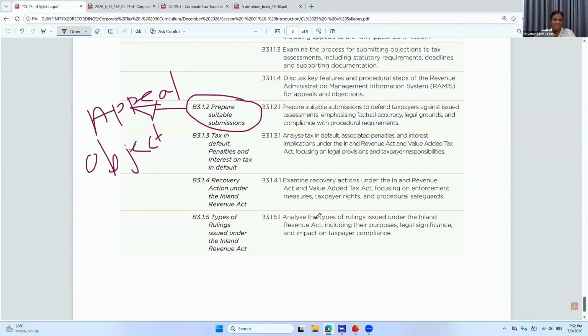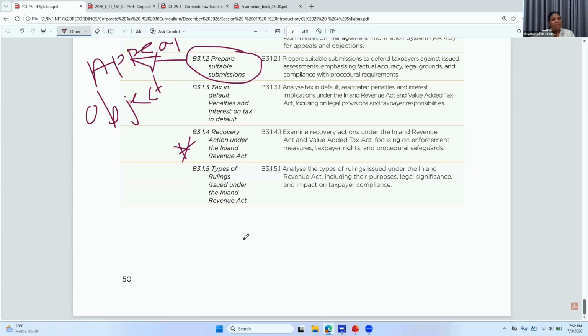Then your practical application, especially for this, taking the total theoretical area of dispute resolution to the practical sense, you need to know these areas. And tax in default, penalties and interest in default, recovery actions under the Inland Revenue Act, very, very important. And the types of rulings. Rulings issued under the Inland Revenue Act, we have the public and the private rulings, issued in different scenarios. For that, you have to learn.